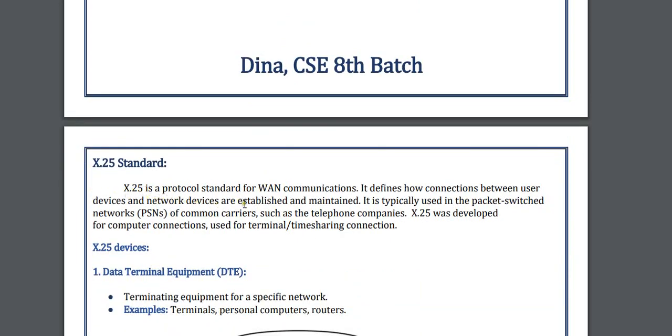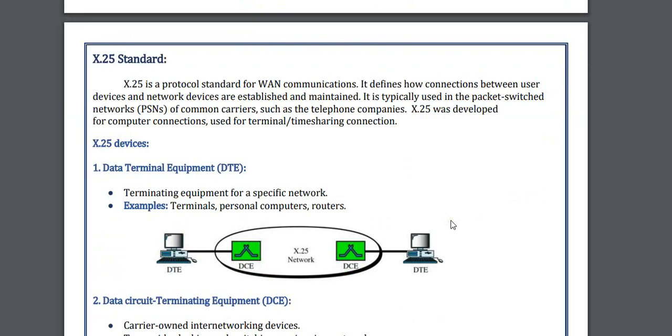X.25 is a protocol for WAN communication, and it defines how to connect between user devices and the network devices that are established to maintain it. It is typically used in the packet switched network, which is the PSN. Common carriers such as telephone companies are used by X.25 developers. X.25 is used for circuit switching, so if one line is busy, no data communication can occur on that line.